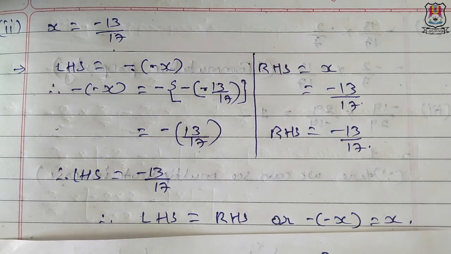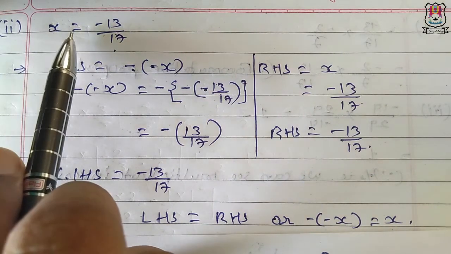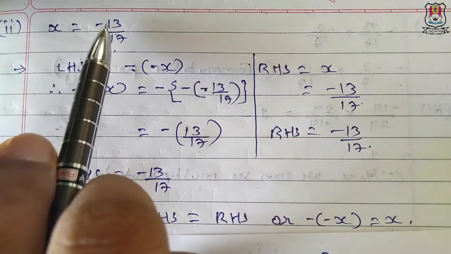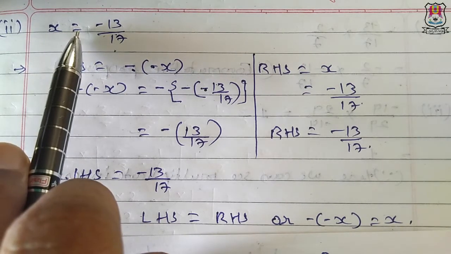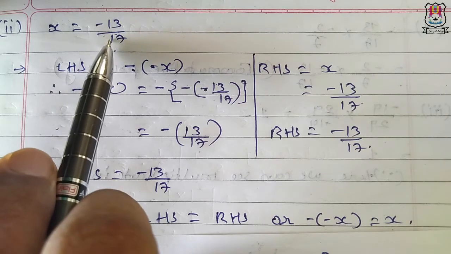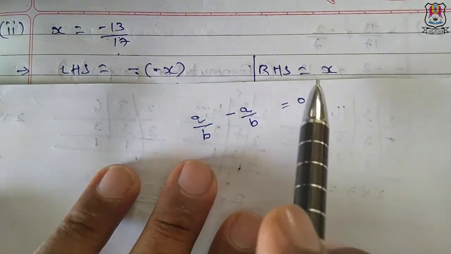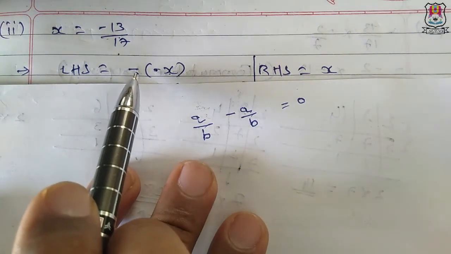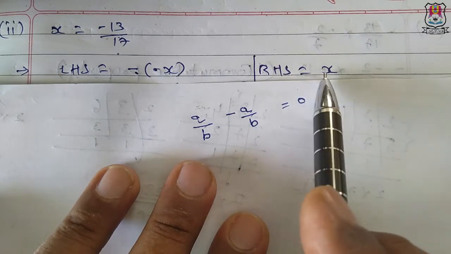In the same way, the next sum is given to us, that is here now the value of x is given as minus 13 upon 17. See, clear, x is having the value as minus 13 upon 17. Now for left hand side and right hand side, we have the same verification, that is minus into bracket minus x, and right hand side is equals to x.